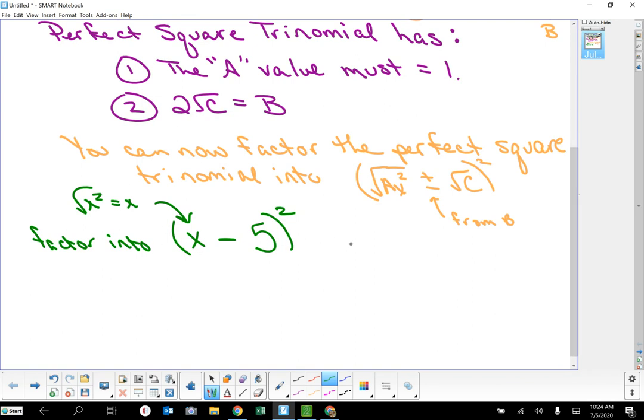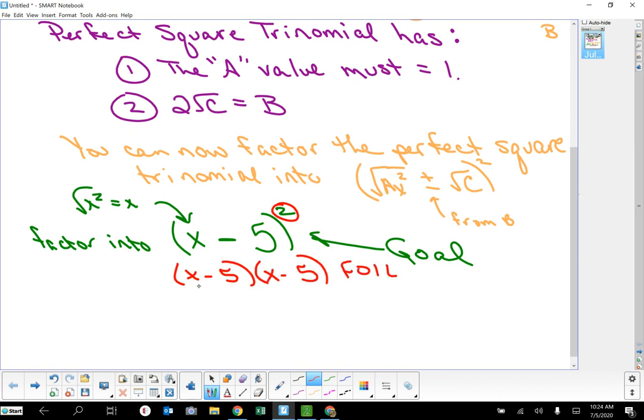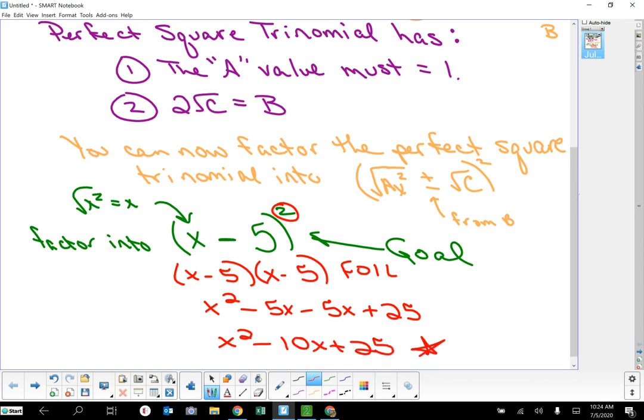This is our goal for now. But here's how this actually works. This means there's 2 of these, right? So x minus 5 times x minus 5. And if I FOIL, then I get x squared minus 5x minus 5x plus 25, x squared minus 10x plus 25. And this is what I started with. That is a perfect square trinomial.